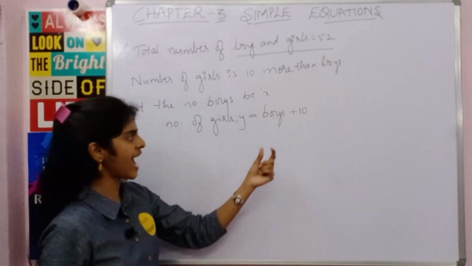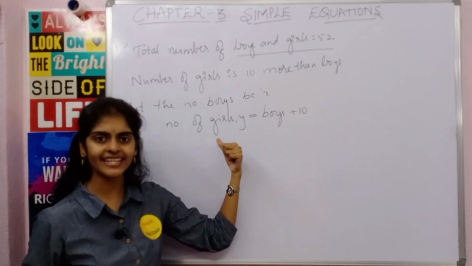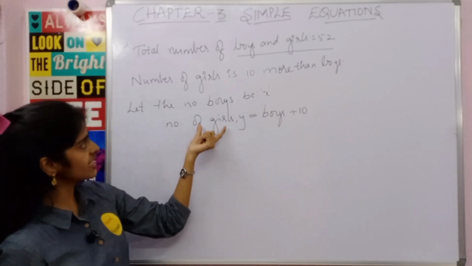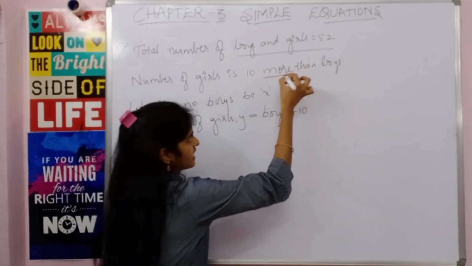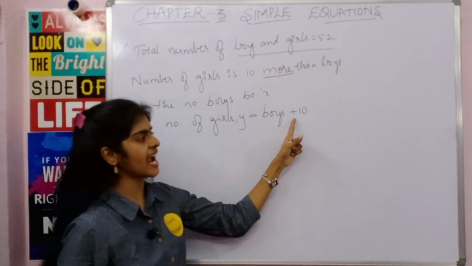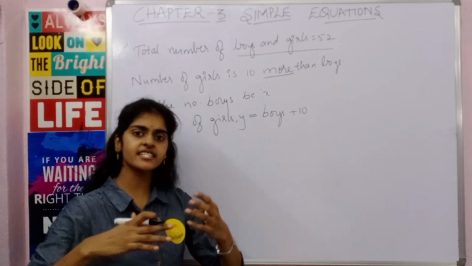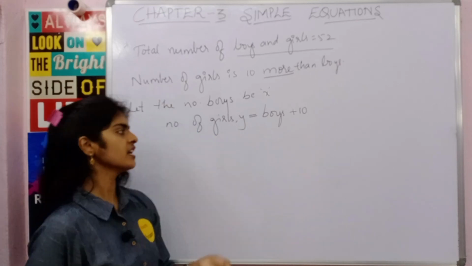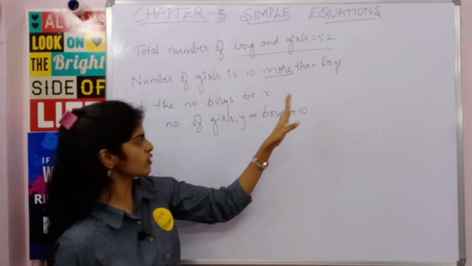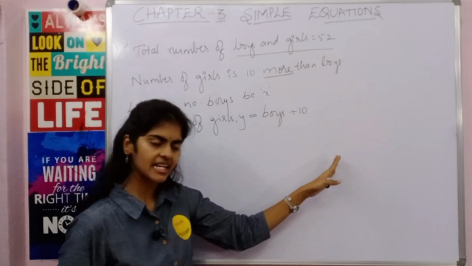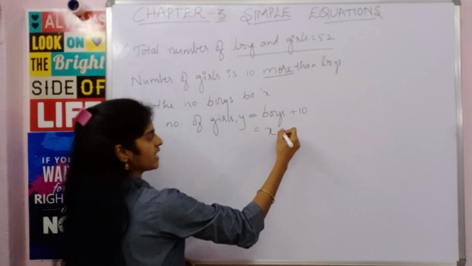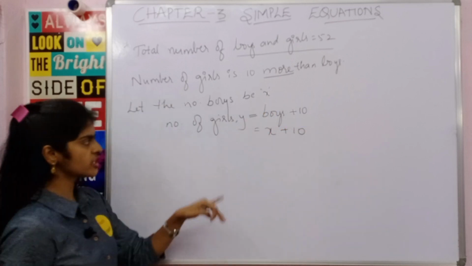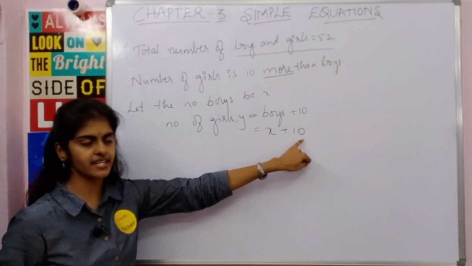So girls are 10 more than boys. Since it is more, you will add; if it is less, you will subtract. Clear? So it is boys plus 10. Boys is represented by x, so girls you can write as x plus 10, and boys is x.